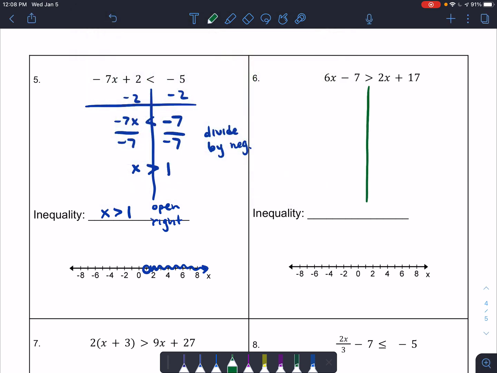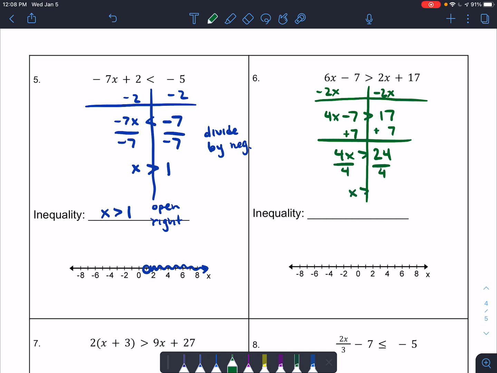Okay, draw my bar. Let's see. For me, I would probably take away 2x from both sides, right? I want to collect all my variables on one side. 6 minus 2. Okay, we got 4x minus 7 is greater than positive 17 because those two x's canceled. Well, now I got to move my 7, and I do it by adding 7 to both sides. So I'm left with 4x is greater than 24. Finally, to get rid of the 4, I divide both sides by 4, and I'm left with x is greater than 6.